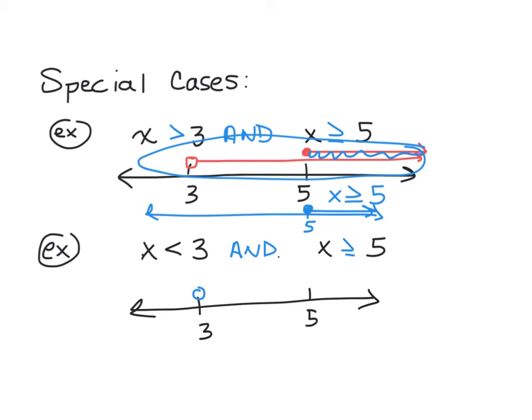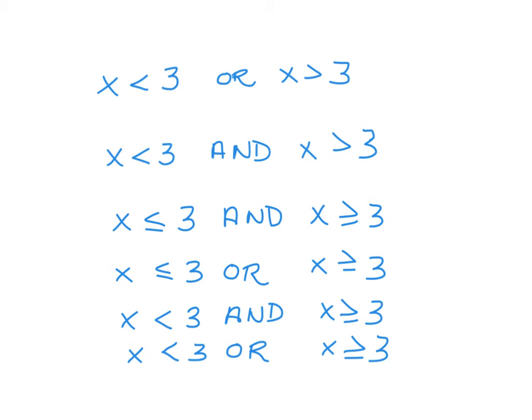X is less than 3 and X is greater than or equal to 5. Again, this has no overlap, no solution. We may have already done that problem. Ands need overlap, ors do not. So here's 1, 2, 3, 4, 5, 6 of them really quickly, and you notice what happens here is all of those numbers are 3.